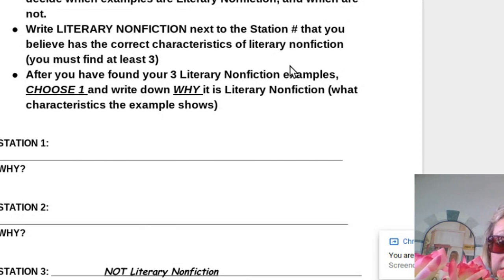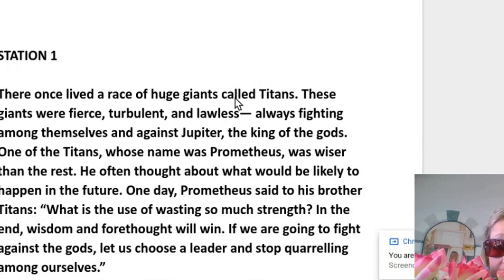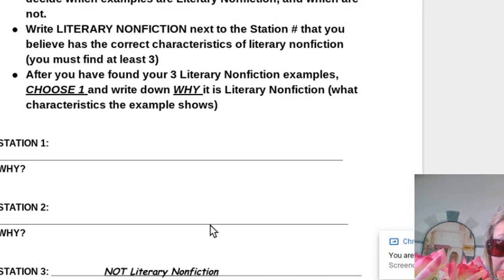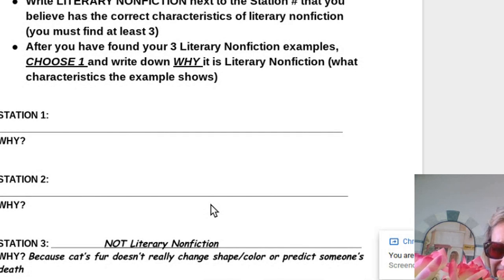Now let's take a look at station number 2. Station number 2 says occupation, where did Sacagawea grow up? And if you've read through this, you will see that in fact, this is literary nonfiction. Why is station 2 literary nonfiction? Well, it's clearly a biography. It's telling you facts about the life story of an important Native American, Sacagawea.